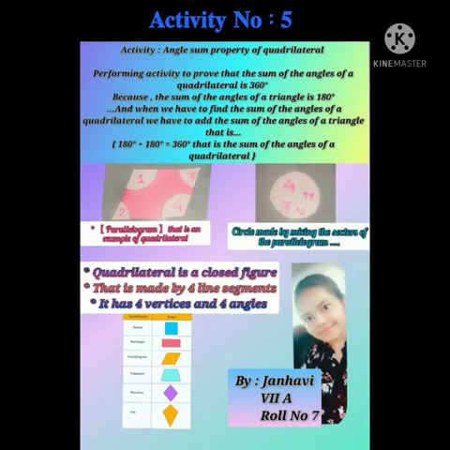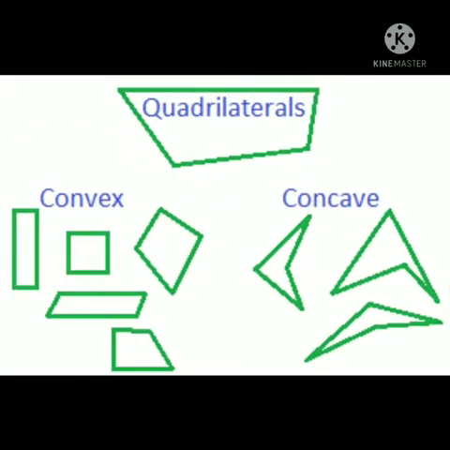But here the question comes: what do we mean by a quadrilateral? Wait, I will tell you. A quadrilateral is a closed figure. It is made by 4 line segments and it has 4 angles and 4 vertices. And there are 2 types of quadrilateral: convex quadrilateral and concave quadrilateral.